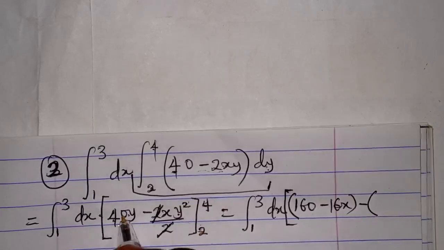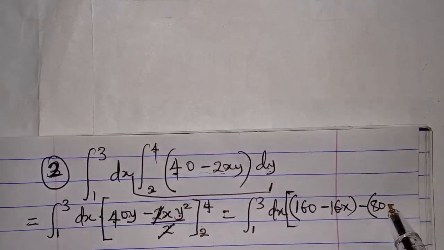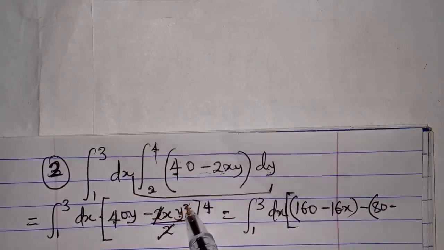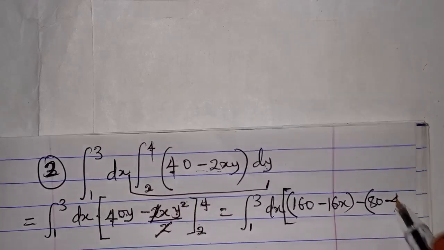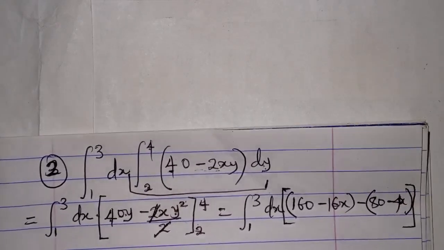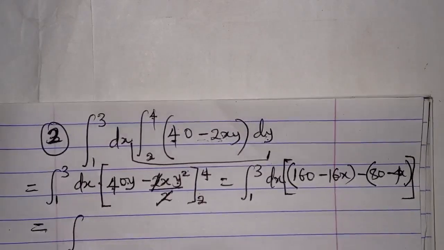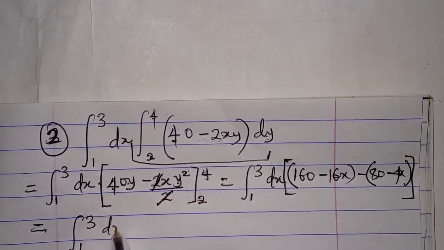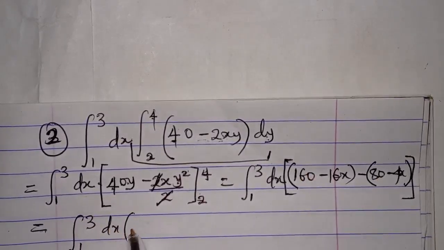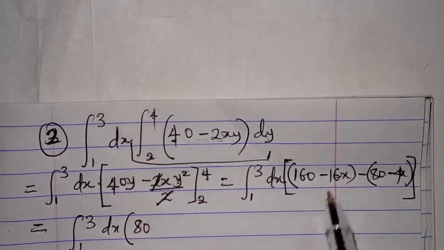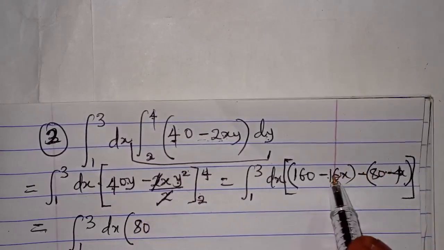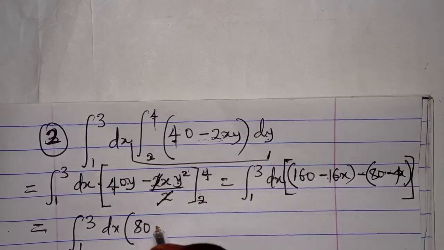Minus, plug in 2 here, that's 80. Then if we plug in 2 here, that's 4. 4 times x, that's 4x. So we say this is the integral from 1 to 3 dx into 160 minus 80 is 80. Minus 16, this is plus. Minus is a plus. Minus 16 plus 4 is minus 12.